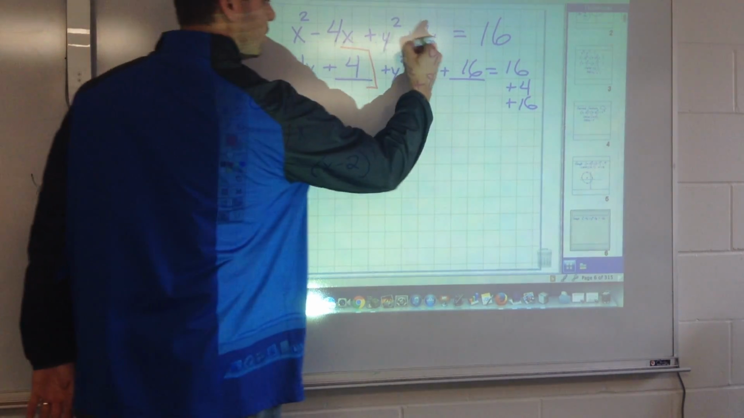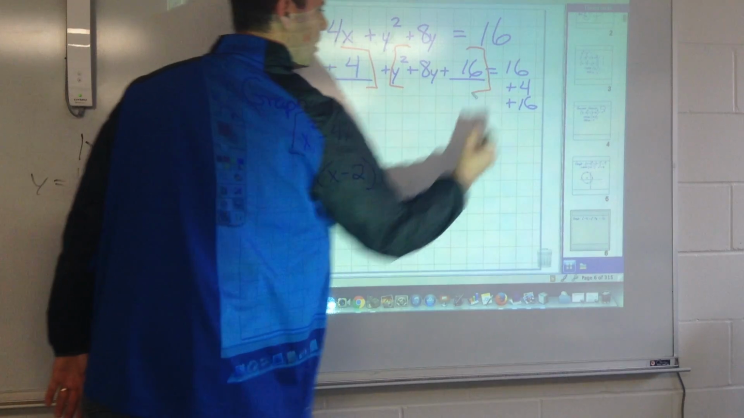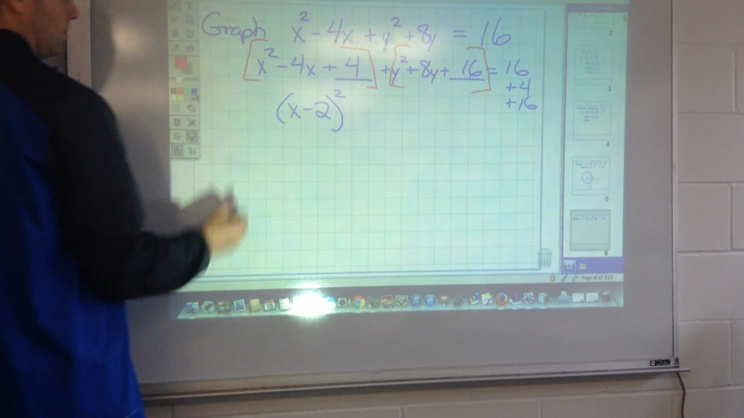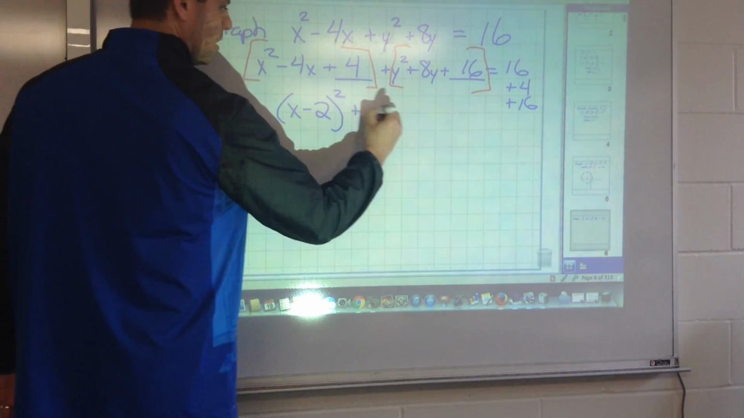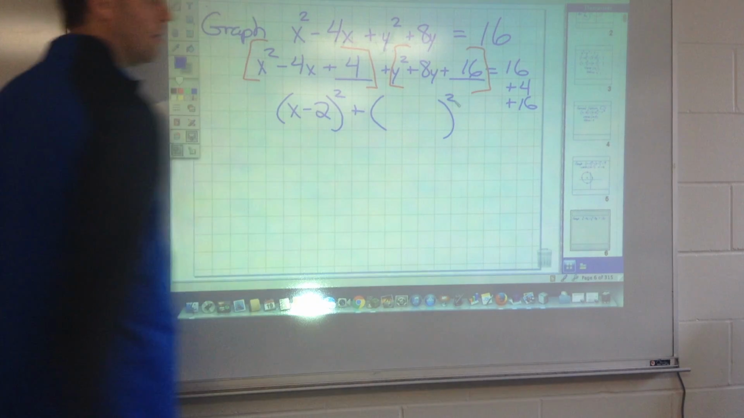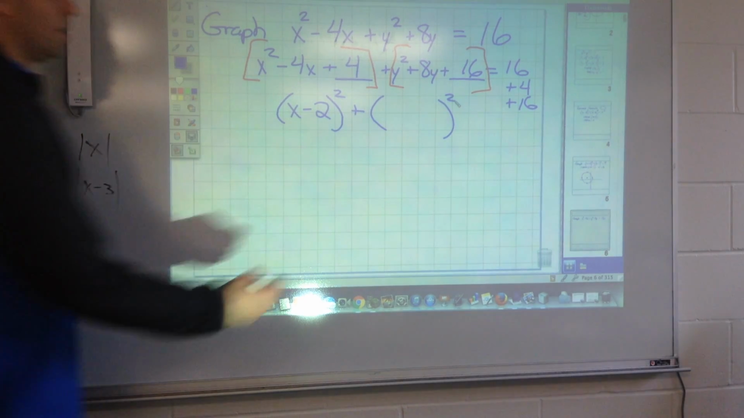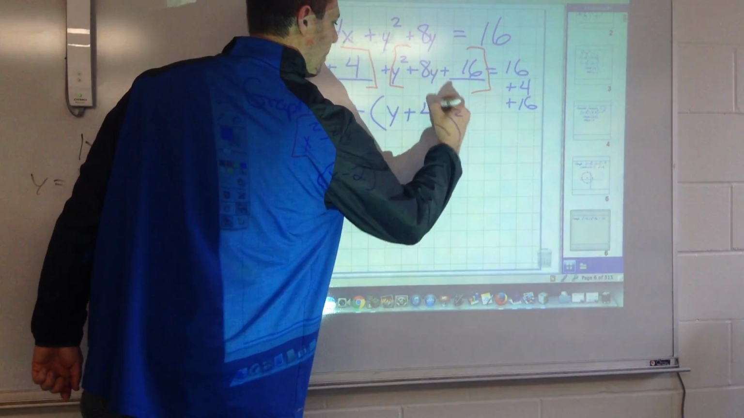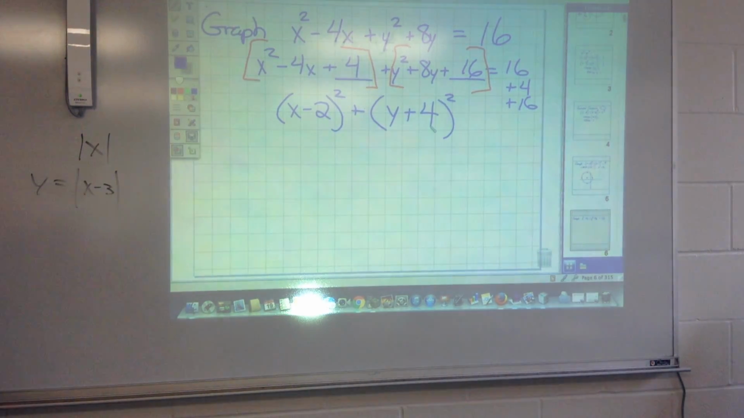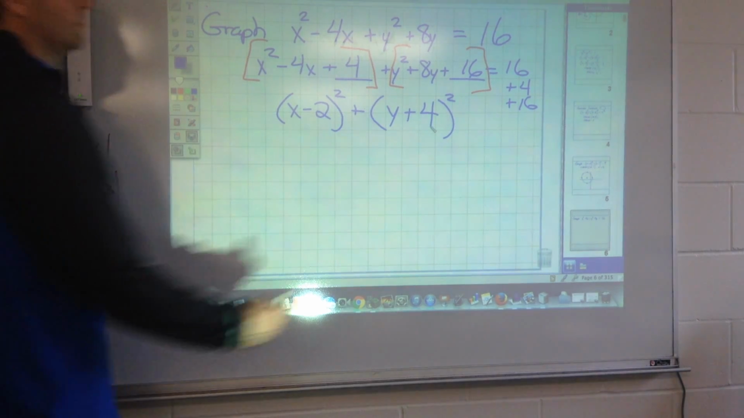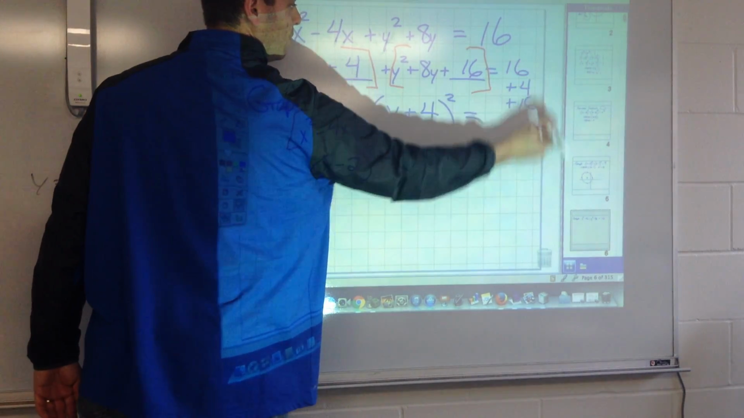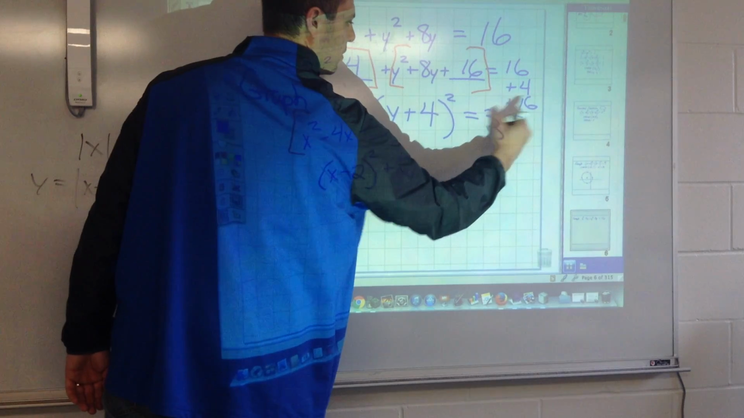Now if you look at just this part right here, and you factored it, what would you have? For y squared, y plus 4, y plus 4. Or in other words, y plus 4 quantity squared. And that equals 16 plus 4 is 20, plus 16 would be 36.